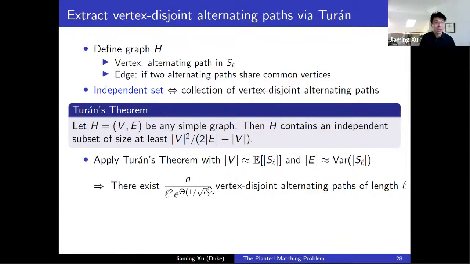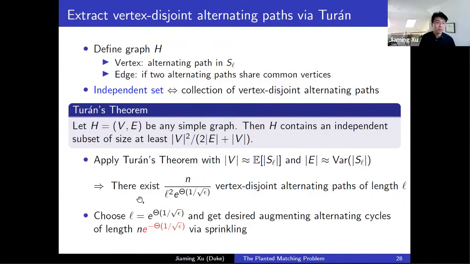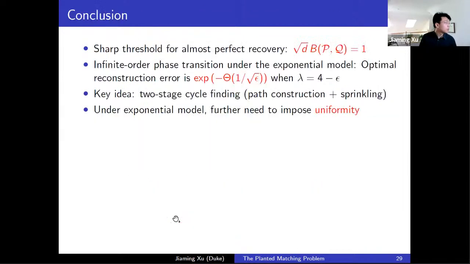And now I can quickly show that there exist this many vertex-disjoint alternating paths of length L. In the end, I just optimally choose my L in this way, and I can get the desired augmenting alternating cycles by sprinkling. The length is given by n times exponential of -1 over square root of epsilon. If you remember, that's exactly the optimal error rate bound that we have. You see this exponent 1 over square root of epsilon comes from this uniformity constraint. Okay. So that's all I want to say about the analysis.